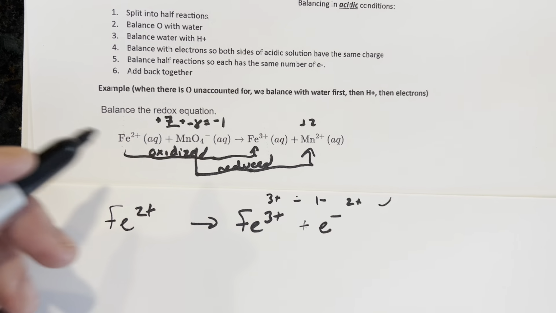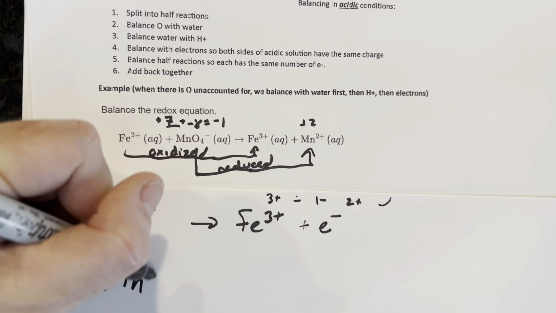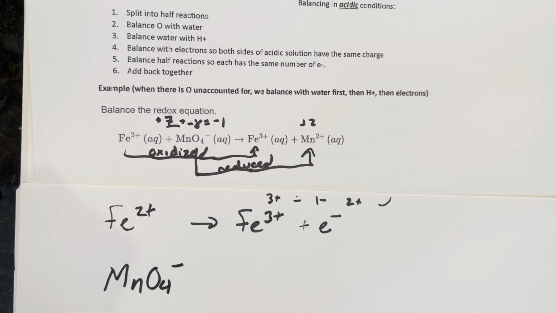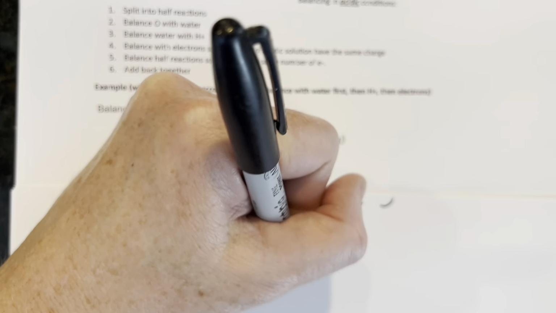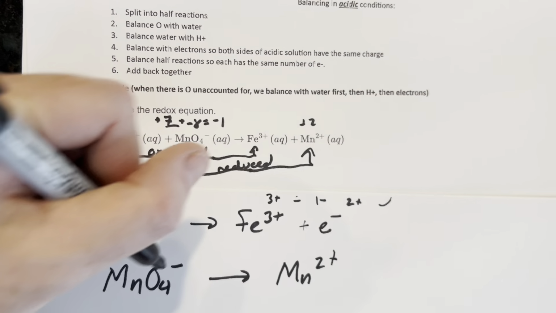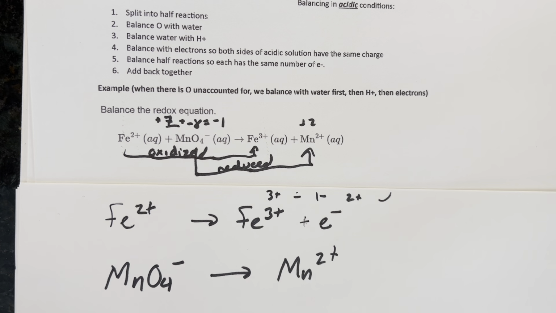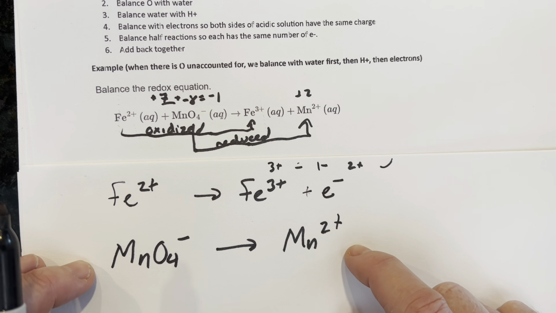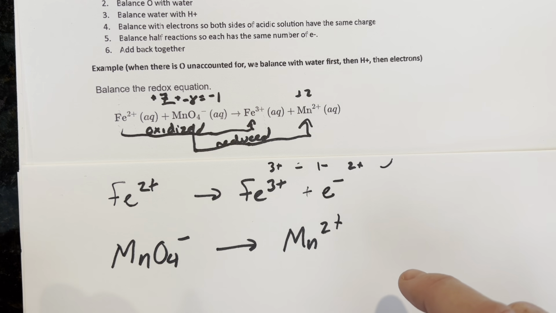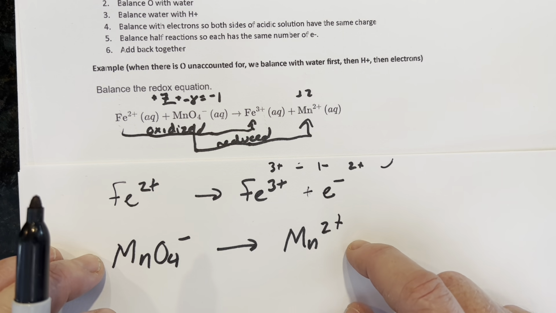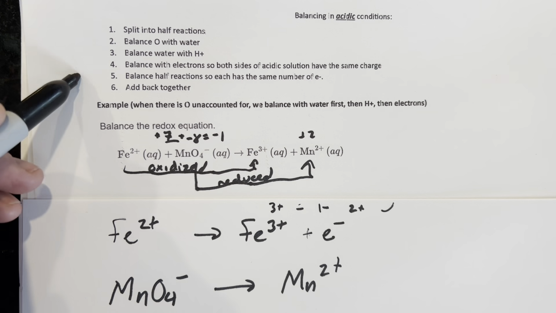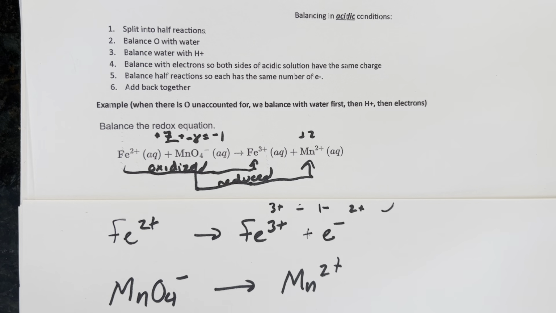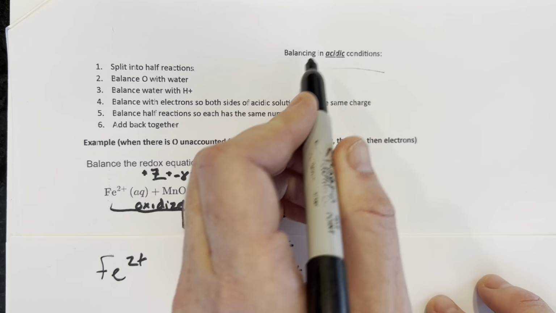You're gonna move the whole species down here, this whole permanganate, yielding Mn2+. All right, and our instinct is to immediately balance with electrons, but you'll find out that doesn't work very well. So what we're gonna have to do right away is follow the steps. We have to pay attention to what kind of balance we're doing. We're balancing in acidic conditions.